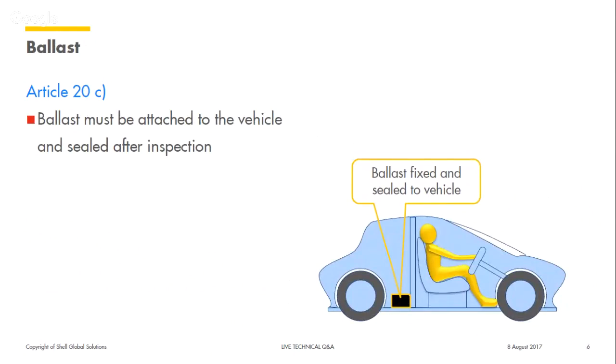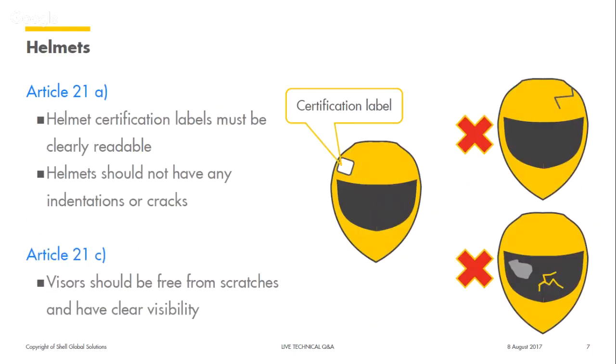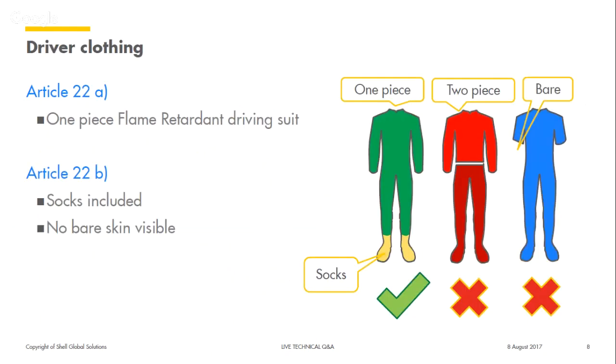Regarding the helmets, there are small changes in the helmet rules. One is that the certification label must be clearly readable, if you see the left picture. Second is that the helmet must not have any cracks or indentations, right? So obviously a helmet that is damaged is not safe. And lastly, the visor must also be free from scratches and have good, clear visibility. Okay, all very obvious. So make sure your helmets are in good condition.